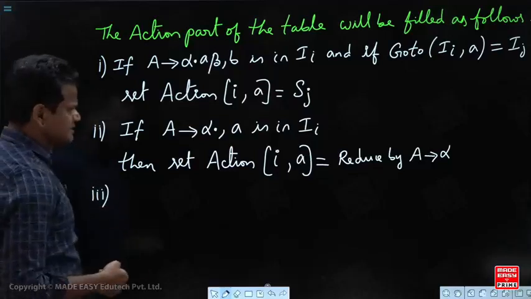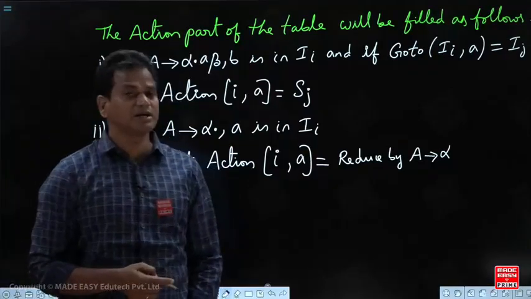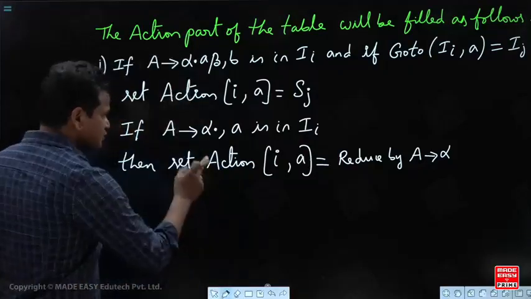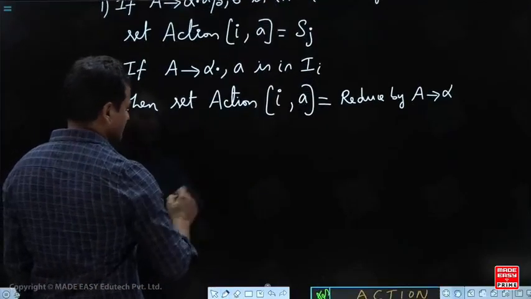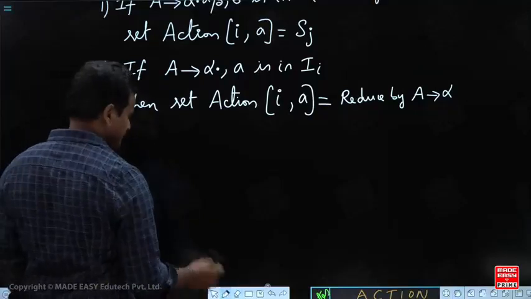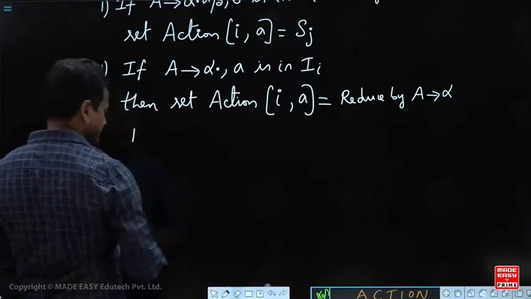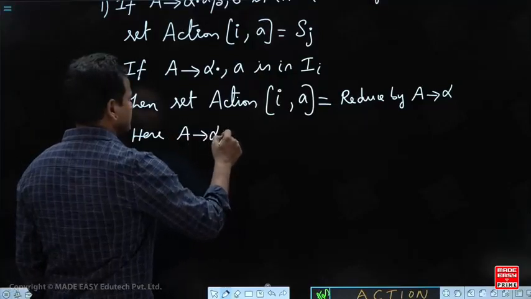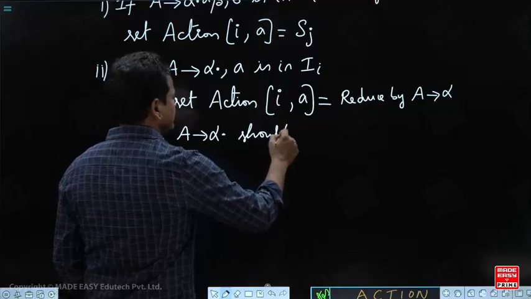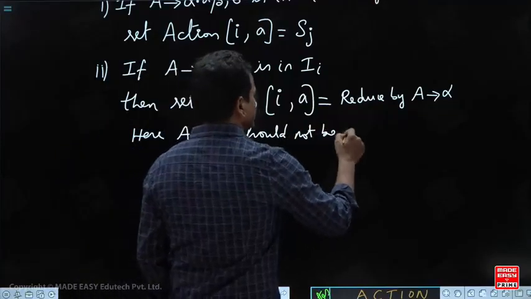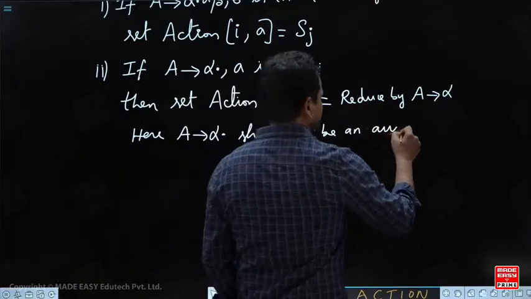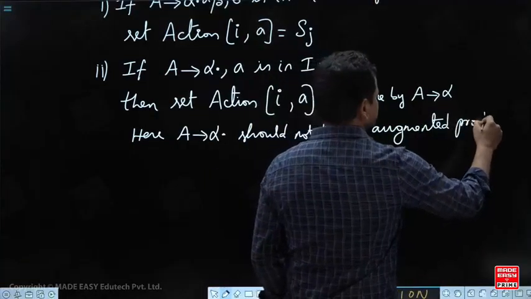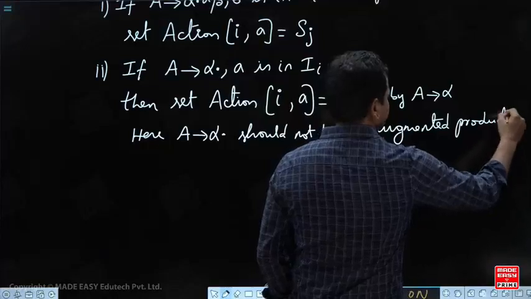Guys, you can say the condition. What is the condition? Yesterday also, in the case of SLR(1), I told you the condition. What is that condition? It should not be an augmented production. Here, A derives alpha dot should not be an augmented production. There also I told you the same condition. You remember?